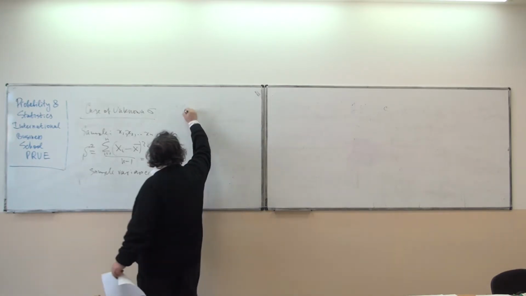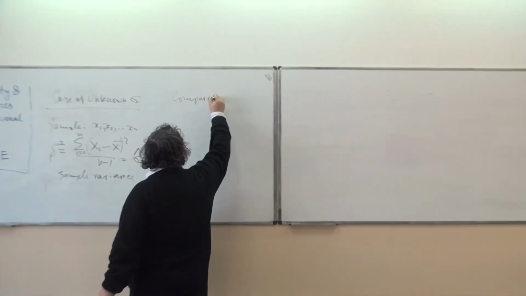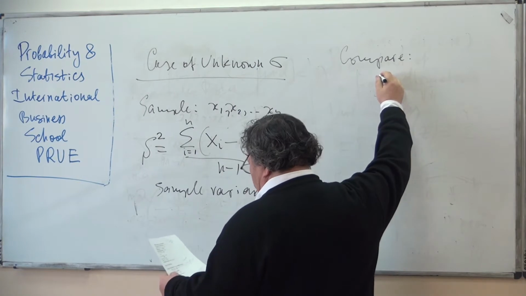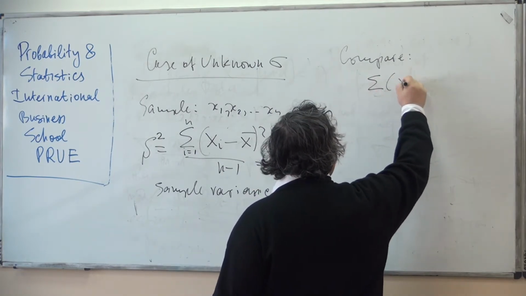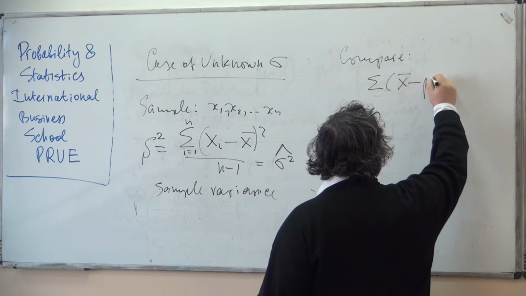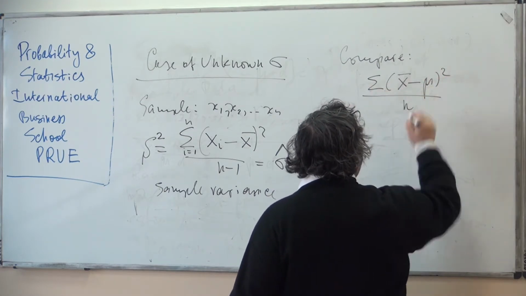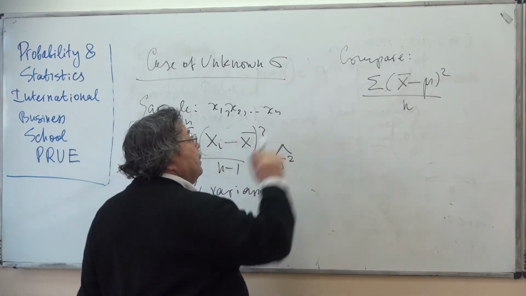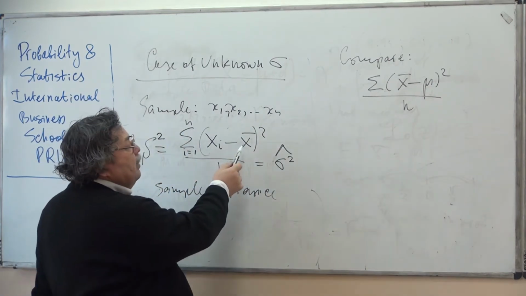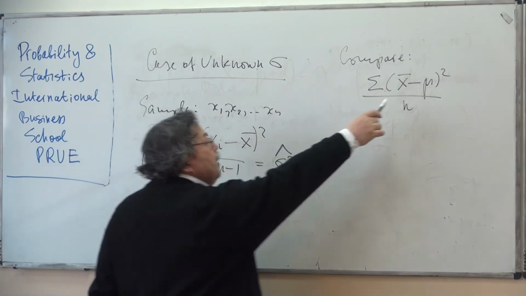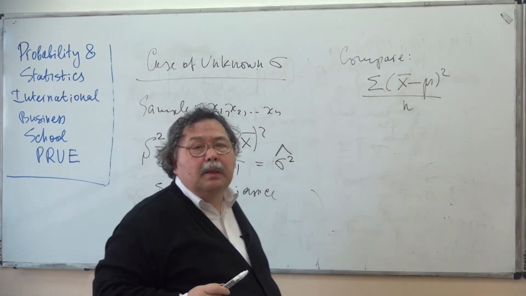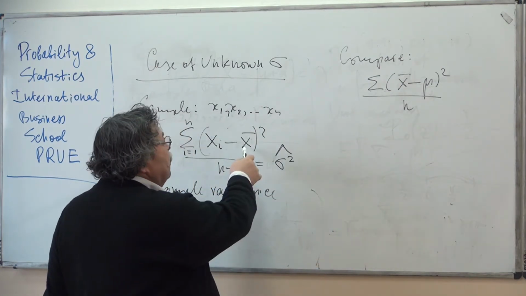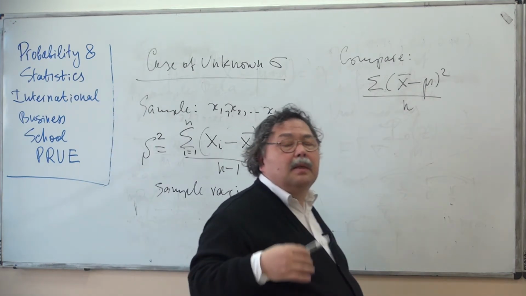For comparison, let's write this. Please compare these two, this and this. Do you notice this difference? Here we have mu, which is assumed known, and here we do not assume that we know mu, we use x bar instead. X bar is the sample mean.